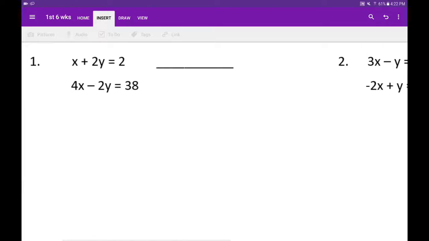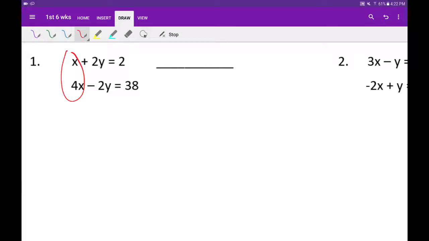Okay, so we want to make sure they're in standard form. So we have a column of x's, those line up. Column of y's, those line up, and we got our constant column right here. So everything lines up, we're good to go. All right, so that's step 1.